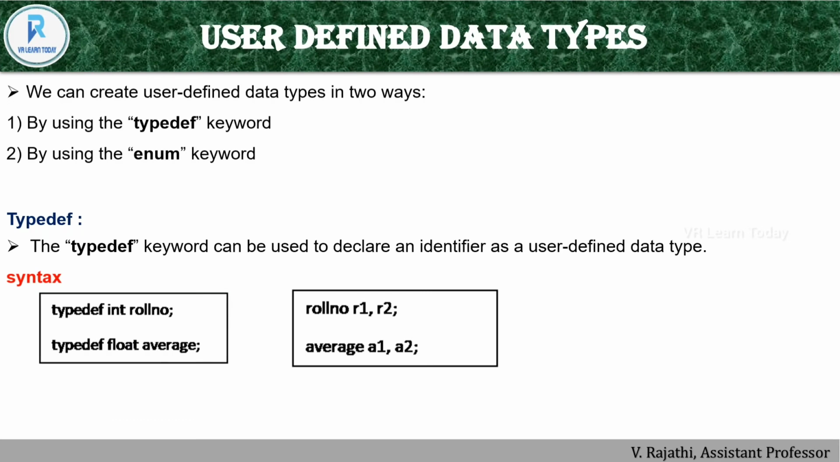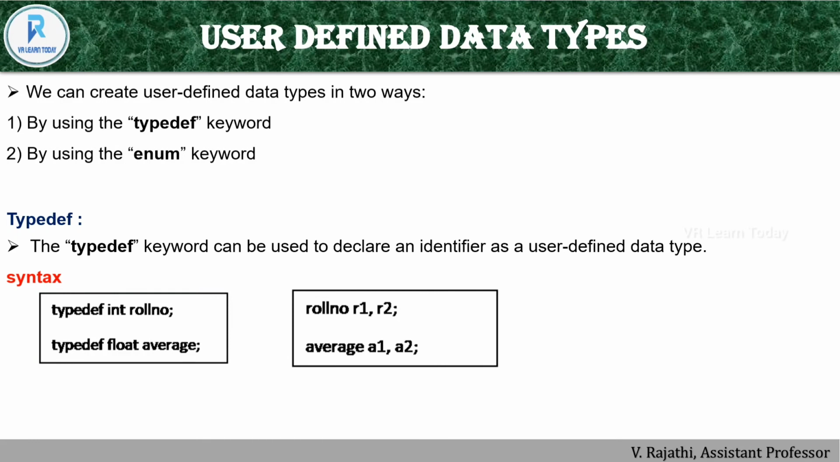Okay, next we have to discuss user defined data types. In user defined data types, we have to speak about typedef and enumeration. So first, typedef. The typedef keyword can be used to declare an identifier as a user defined data type. So see the syntax. typedef is a keyword, and after that you give the data type and then the name. Okay, so typedef float average.